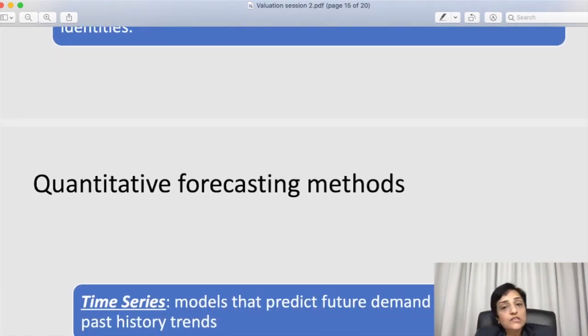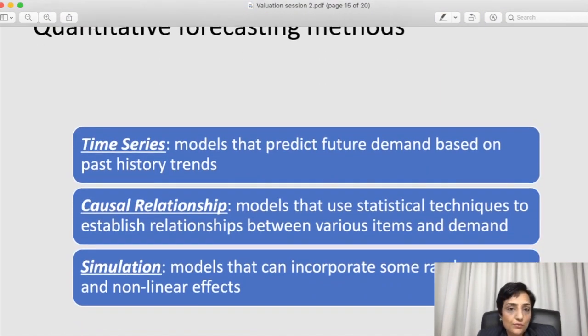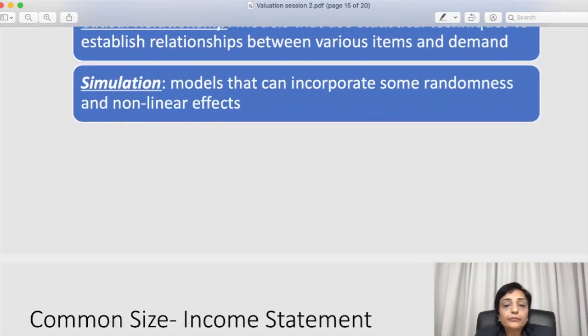Okay, so for the quantitative forecasting methods, there are 3 methods that we can use. There can be more, but these are the popular ones, that is time series models that predict future demand based on past history data. Then causal relationship models that use statistical techniques like correlation and regression to establish the relationship between various items and demand. And then the simulation models that can incorporate some randomness and non-linear effects.